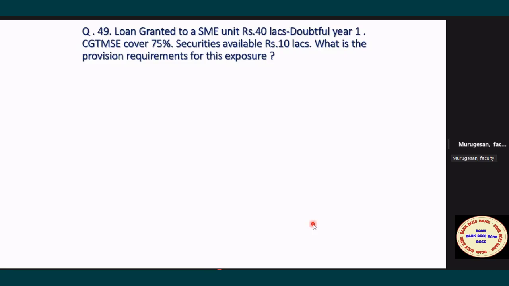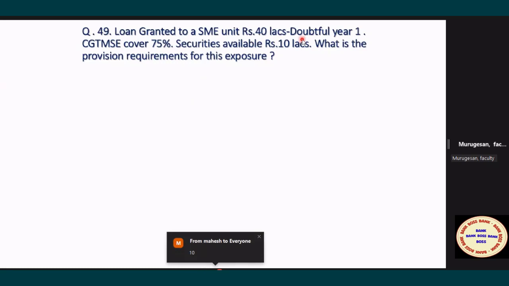I think you are permitted to carry a calculator, not scientific, and you are given a rough paper also. Go on calculating. Now you see, I am bringing an SME account. A loan granted to SME, 40 lakhs. Doubtful 1 year. CGT SME cover 75. Security available 10. Now when CGT SME cover is available, like ECGC, you have to calculate in a different way. If no ECGC, you will calculate as earlier.